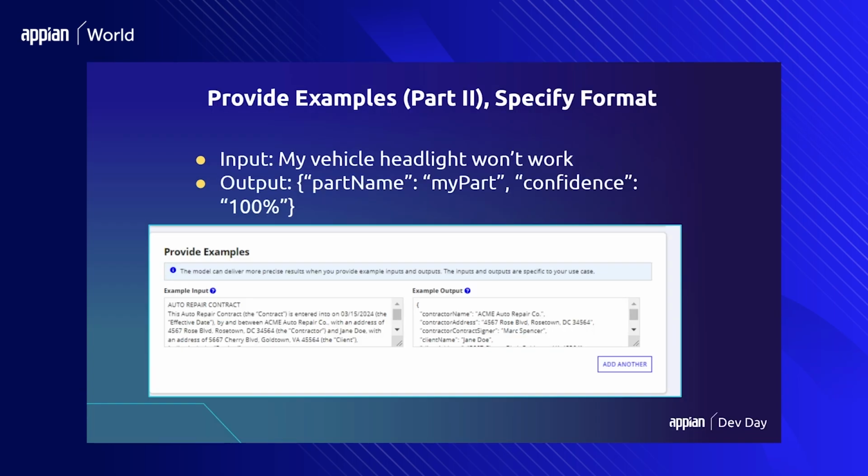So, provide examples part 2. You want to specify a format, and that's going to be at the very bottom of your prompt builder input. Basically, you're going to have some plain text of your input, and then you're going to have an example of your JSON or the format that it should be in.